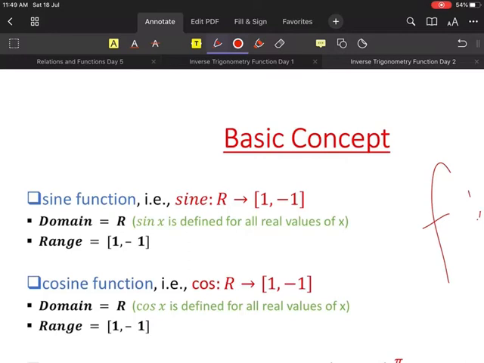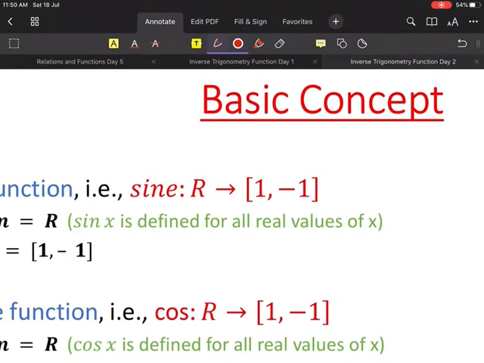Am I clear? Now look at here. Here I am writing sine function R to 1 minus 1. So what is R? R is the domain and 1 minus 1 is the range. What is the maximum value of sine? The maximum value of sine is 1, right?